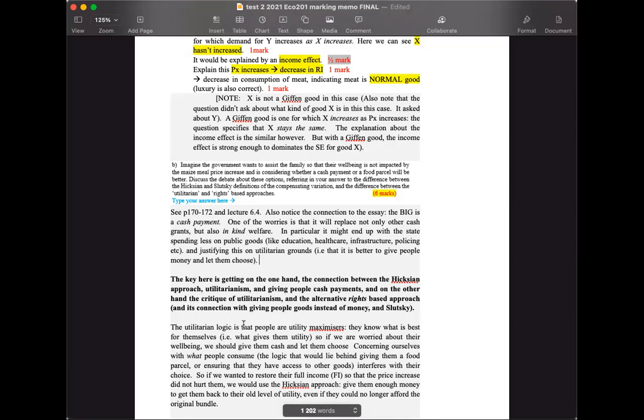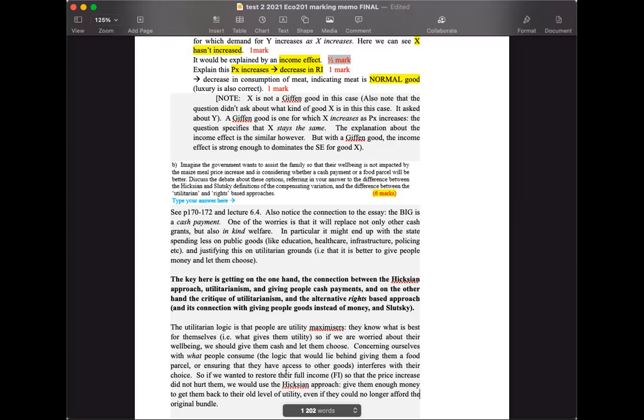So the utilitarian logic is that people are utility maximizers. They know what is best for themselves, in other words, what gives them utility. So if we are worried about their well-being, we should give them cash and let them decide. Concerning ourselves with what people consume interferes with their choice. That's what you need to bear in mind.